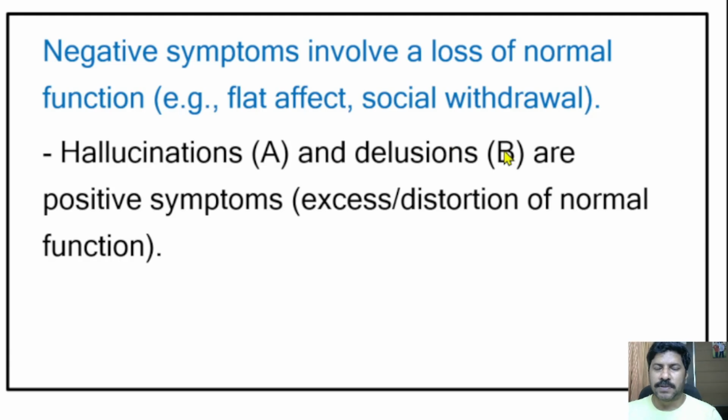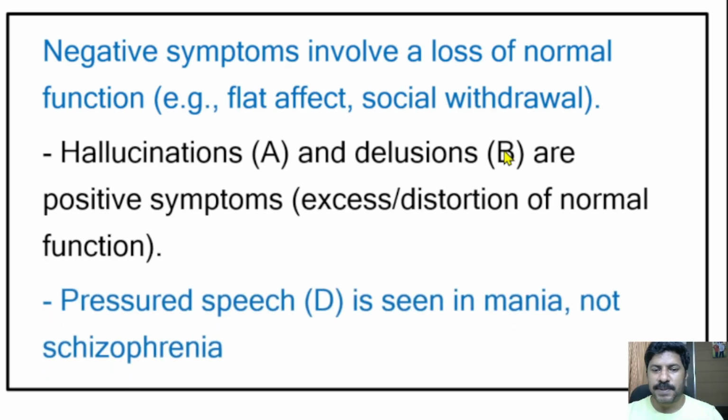Hallucination and delusions are usually seen in schizophrenia. That is an example of positive symptoms, an excess or distortion of normal function. In schizophrenia, both negative and positive symptoms will be there. And pressured speech is usually seen in mania, not in schizophrenia. What is pressured speech? It is rapid, excessive speech that is difficult to interrupt and feels urgent or driven. The person talks non-stop and may be difficult to understand because they hardly pause for others to speak. So that is pressured speech seen in mania.